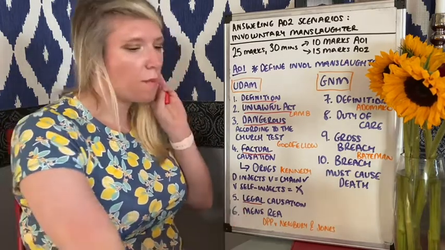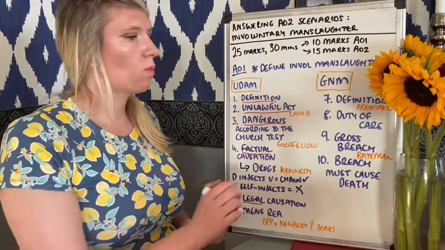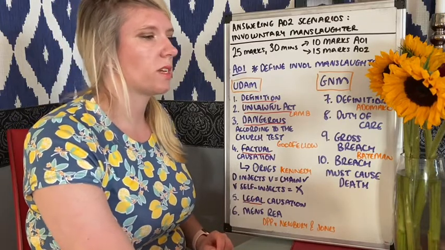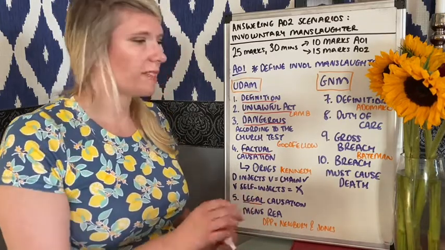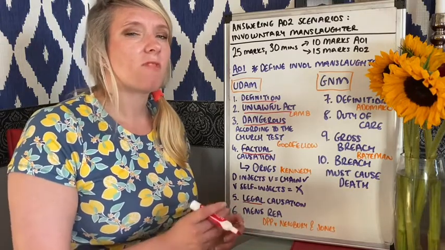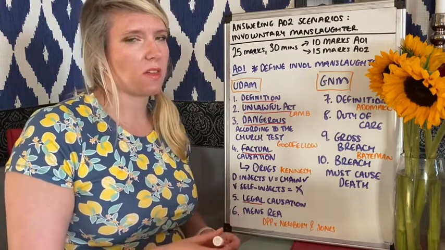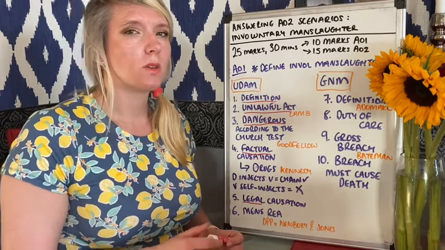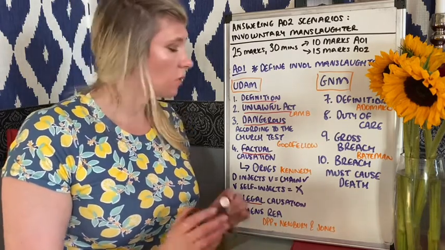If you have factual causation, we also need legal causation as well. So legal causation is where we look at the remoteness of damage, and if relevant to the scenario, we would talk about the thin skull rule as well. So the AO1 must be relevant to the scenario.